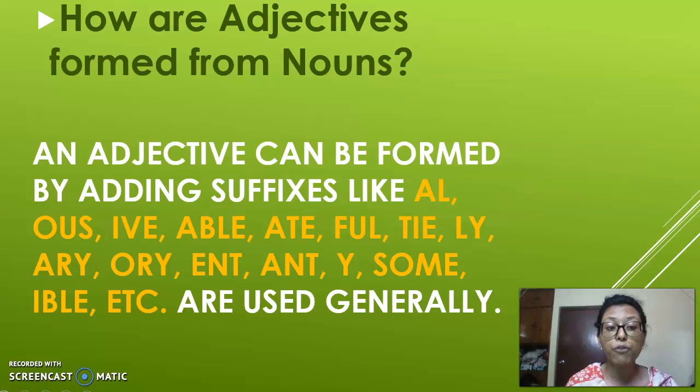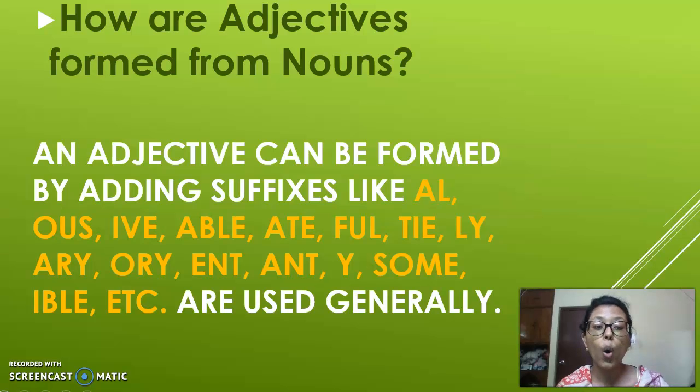An adjective can be formed by adding suffixes. Now, what is the meaning of suffixes? Prefix and suffix, right? There are two words. A prefix means the word part that you add before a particular word, and a suffix refers to the part that you add after the word. So here we need to add something after the noun. An adjective can be formed when you add some new letters after the noun in order to make it an adjective. What are those letters?